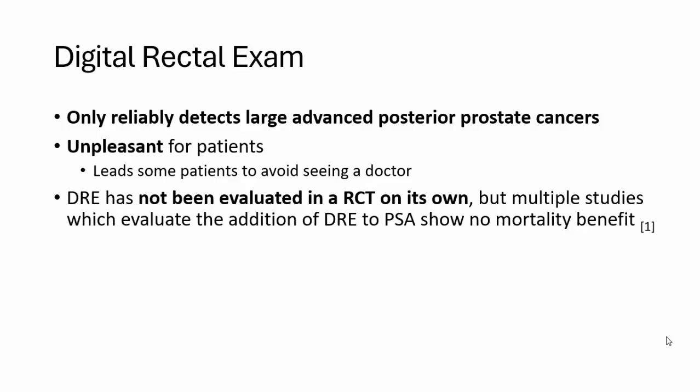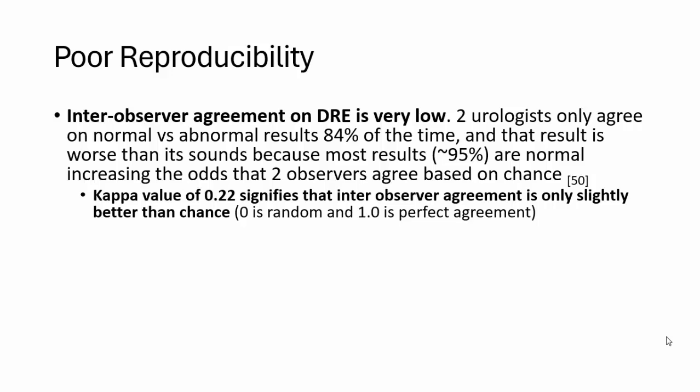DRE has not been evaluated in a randomized controlled trial on its own, but multiple studies which evaluate the addition of DRE to PSA have not had mortality benefit. The negative predictive value for DRE is even worse than PSA, and it's only 64%. The biggest drawback to DRE, it has poor reproducibility. The inter-observer agreement on digital rectal exam is very low. So even two experts, two urologists, will agree a relatively low percentage of the time.